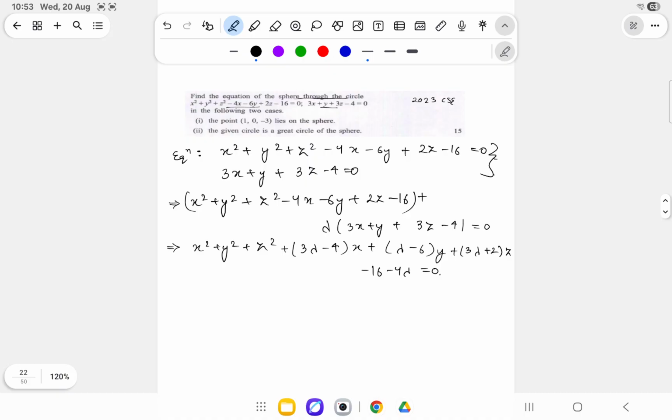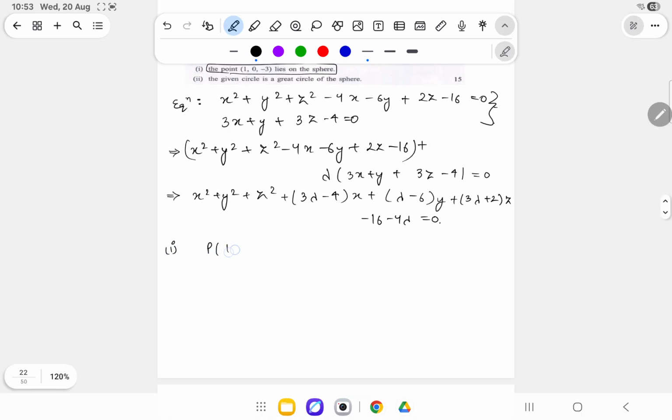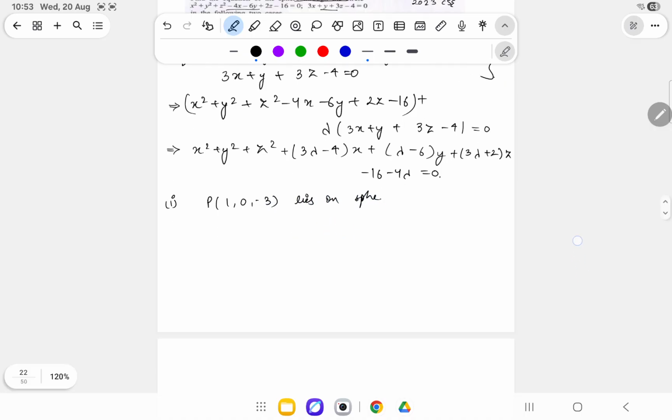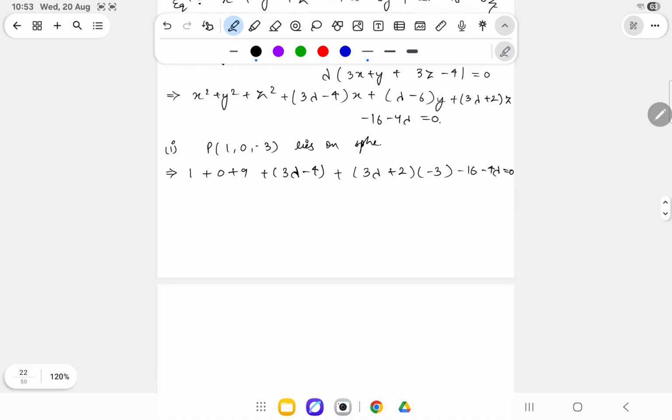We are supposed to find the equation of the sphere when a point lies on it. My first part is when p equals (1, 0, minus 3) lies on the sphere. If this point lies on the given sphere, it must satisfy the equation of the sphere. So we'll substitute the point p in the equation of the sphere. We'll get 1 plus 0 plus 9 plus (3 lambda minus 4) times 1 plus 0 plus (3 lambda plus 2) into minus 3 minus 16 minus 4 lambda equals 0.